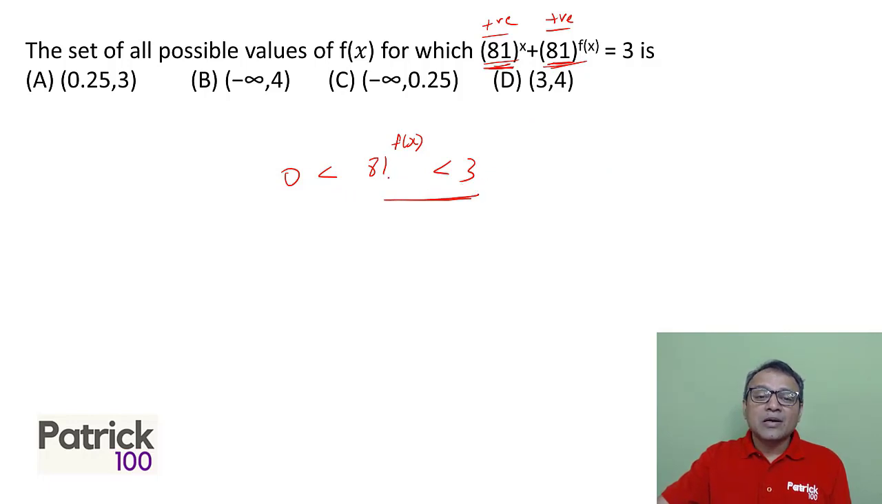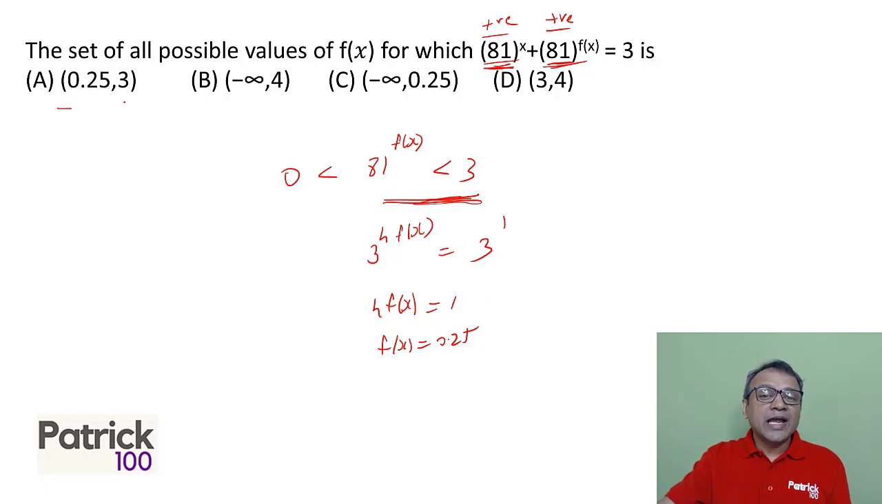If you look at it, 81 is nothing but 3 raised to 4, so 3 raised to 4f(x) equals 3. So when will it be equal? When 4f(x) is equal to 1, or f(x) is equal to 0.25. This is one extreme case. To find an extreme case, in an inequality you should equate a value and find out the extreme case. So the extreme case is 0.25.